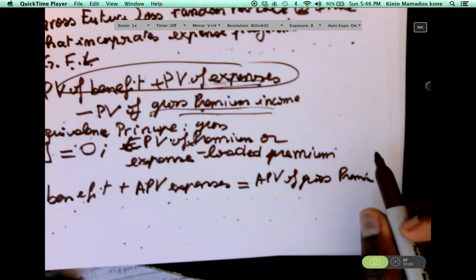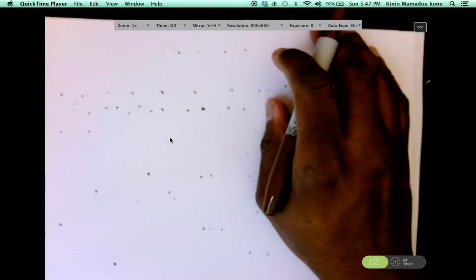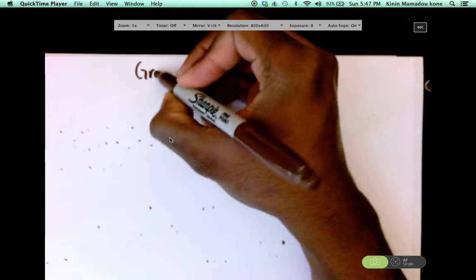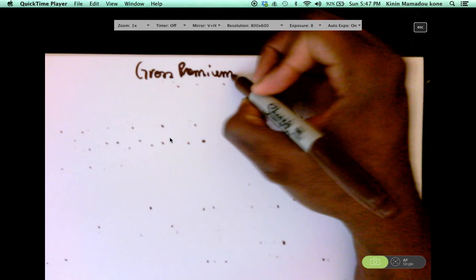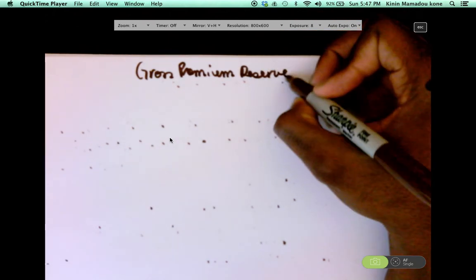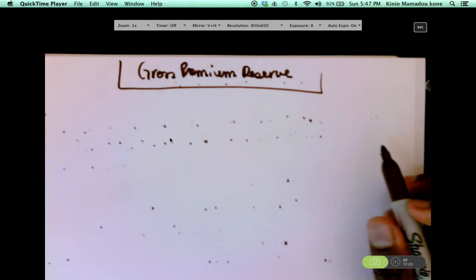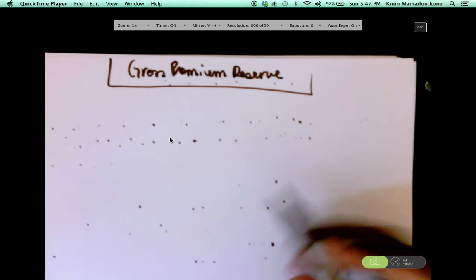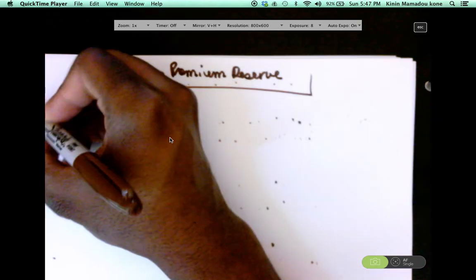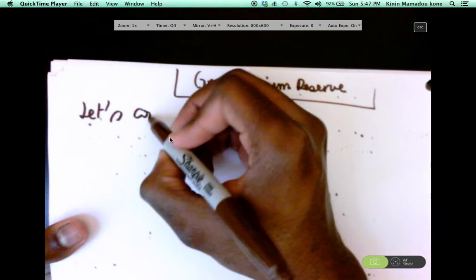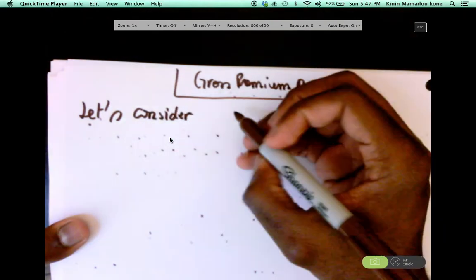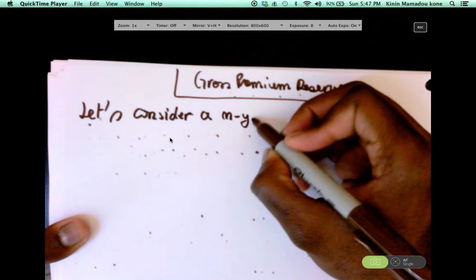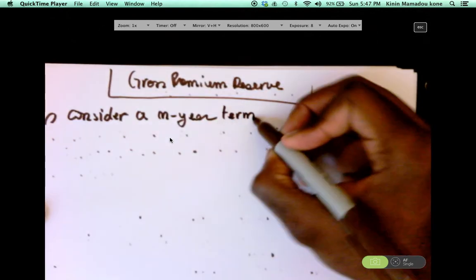So that was for the premium. Now let's talk about the reserve. So gross premium reserve. Let's consider an n-year term insurance.